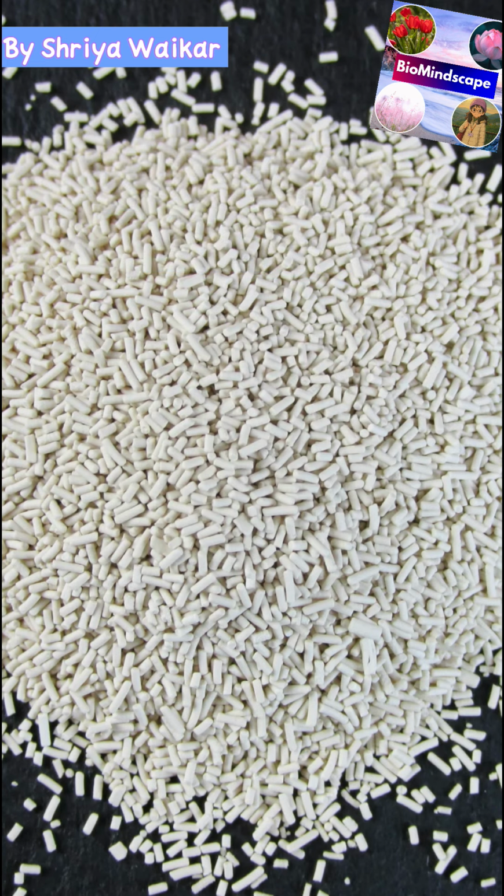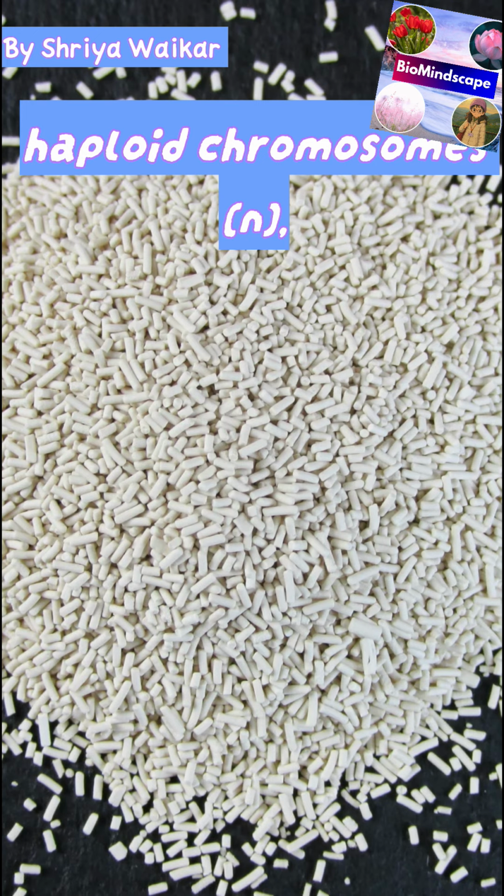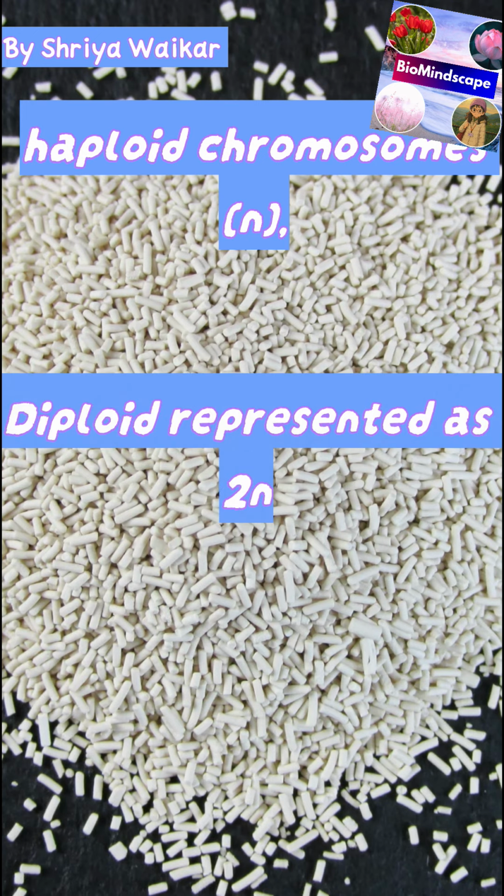It shows that the yeast can reproduce both asexually and sexually, and it exists in a haploid form, that is N, and a diploid form, that is represented as 2N.